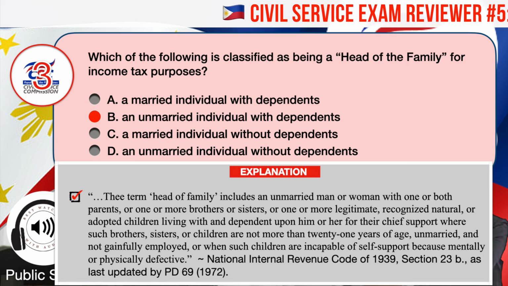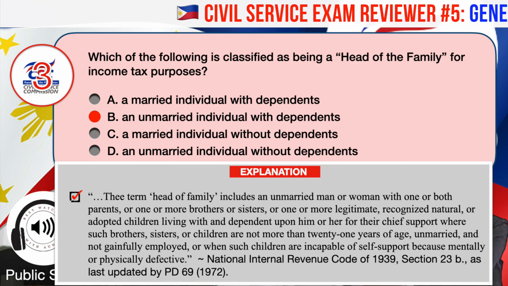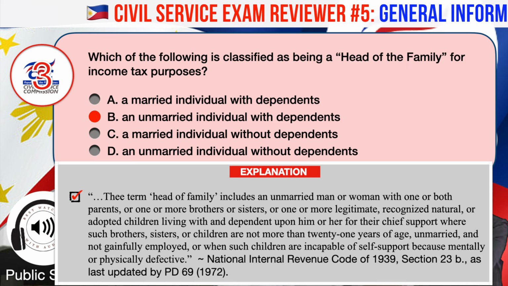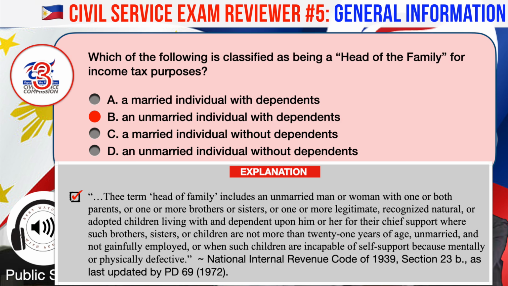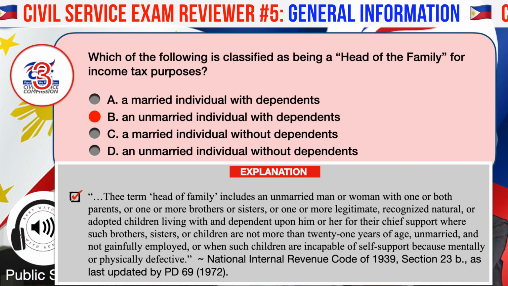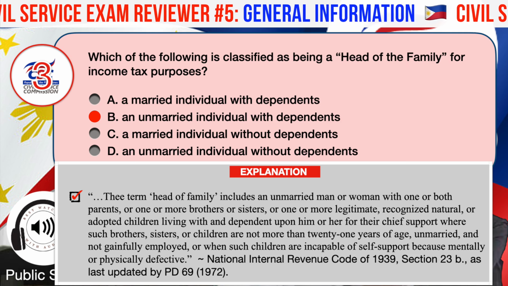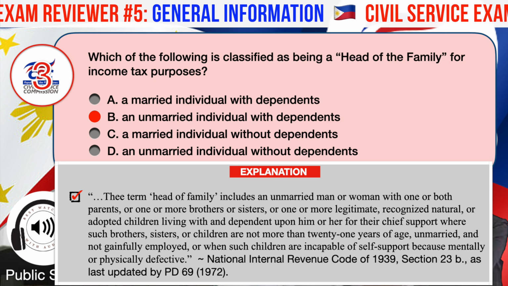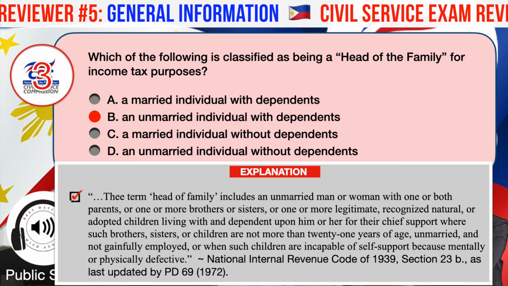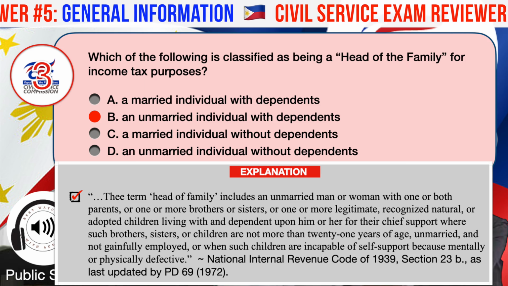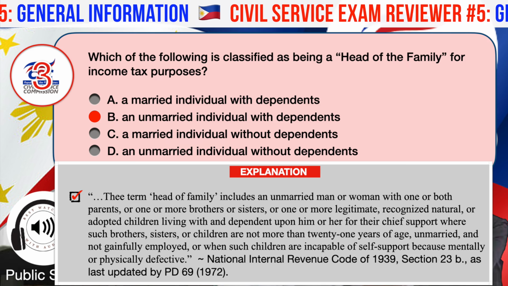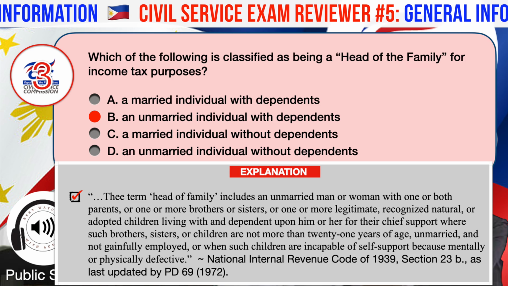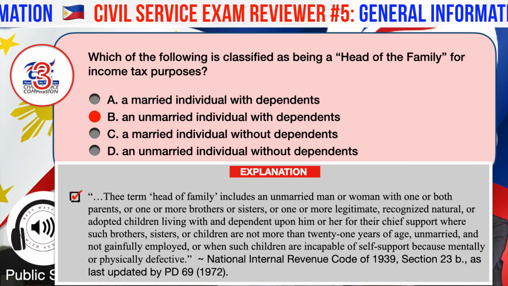Section 23B of the National Internal Revenue Code of 1939, as last updated by PD 69 in 1972, defines head of family for income tax purposes. The term head of family includes an unmarried man or woman with one or both parents, or one or more brothers or sisters, or one or more legitimate, recognized natural, or adopted children living with and dependent upon him or her for their chief support where such brothers, sisters, or children are not more than 21 years of age, unmarried, and not gainfully employed, or when such children are incapable of self-support because mentally or physically defective.